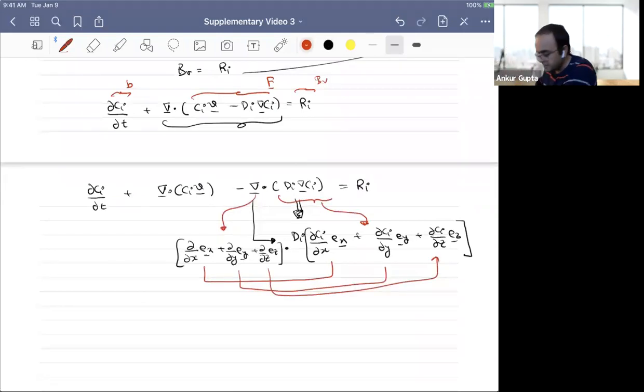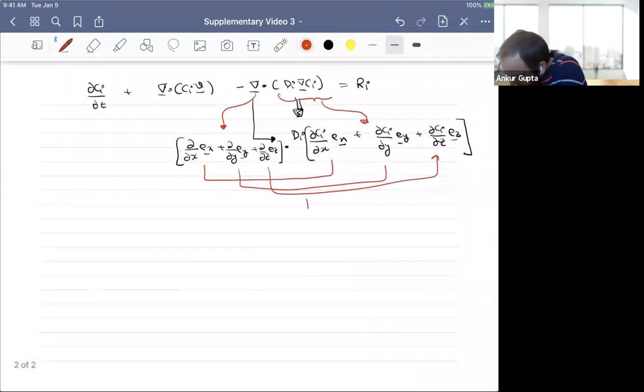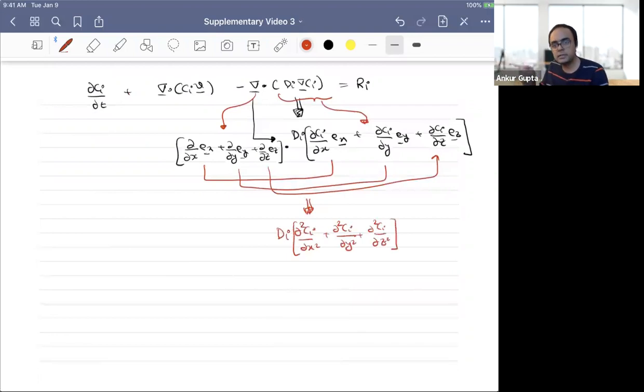Okay, and this simply becomes, and we assume Di to be constant, Di times (del square Ci by del x square plus del square Ci by del y square plus del square Ci by del z square). So you multiply the x term with the x component, y component with the y component, and z component with the z component, and then you add them. Right? That's the property of a dot product. So this is essentially known as the Laplace operator.